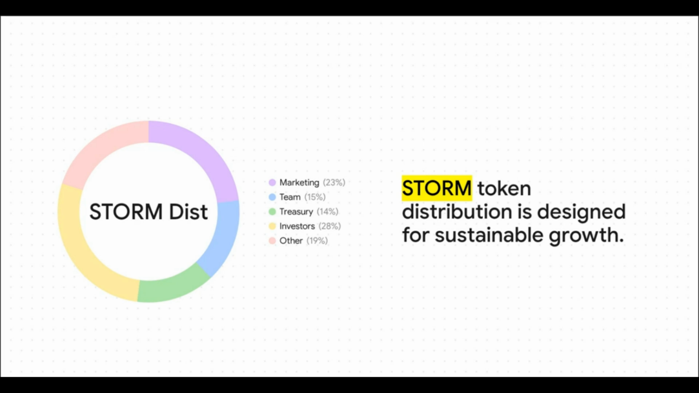Now, looking at how that 1 billion Storm supply is broken down, it's structured heavily for sustainable growth. 22.8% is dedicated specifically to marketing and community growth. Another 15% is vested for the team over 2.5 years, which is great for aligning those long-term incentives. And 14.4% goes to secure the treasury.